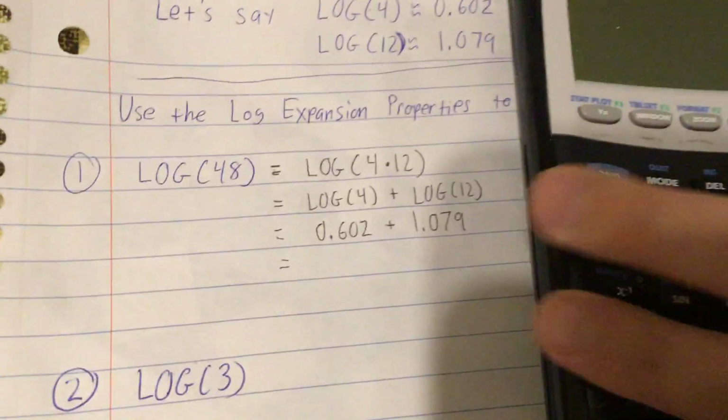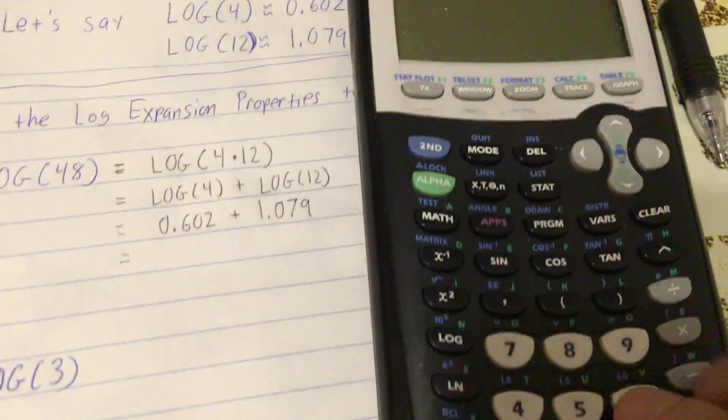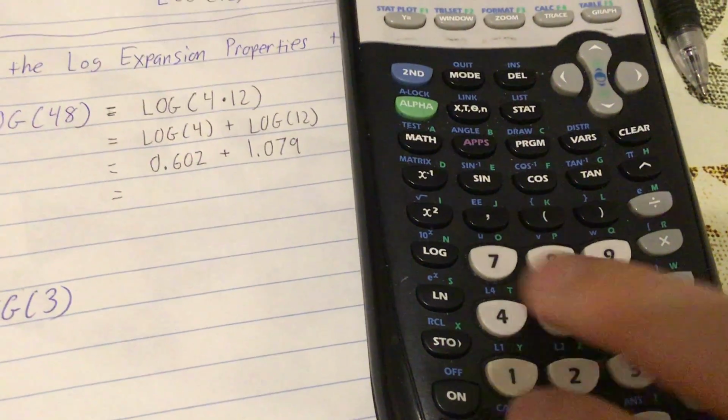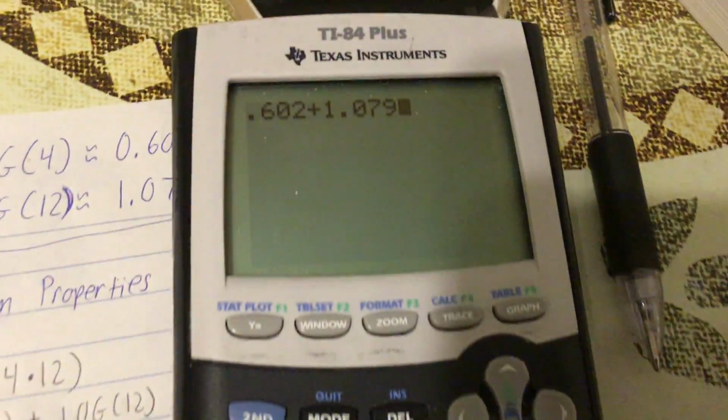And again, you could add these by hand. I'm just going to get lazy and use the calculator. So yeah, use the calculator, but don't use the calculator. So 0.602 plus 1.079. So that's 1.681.